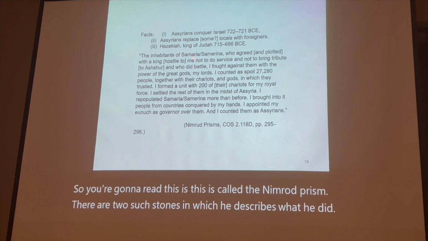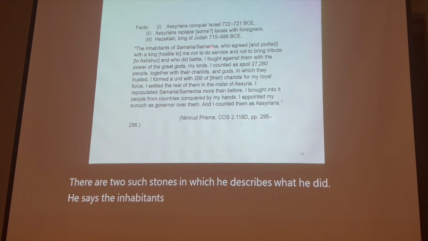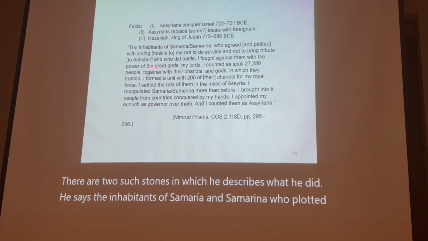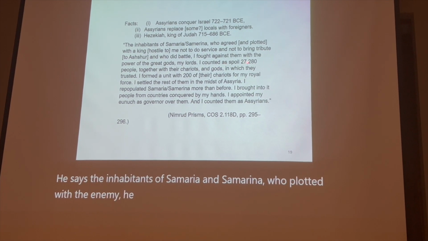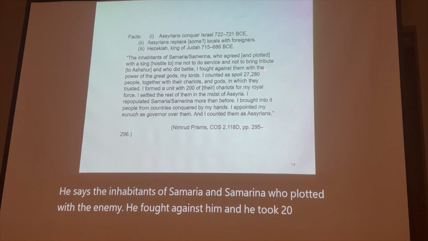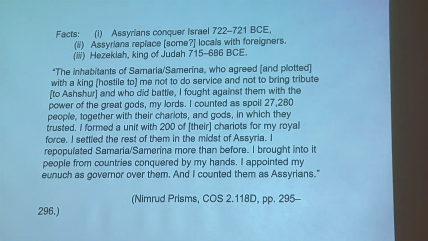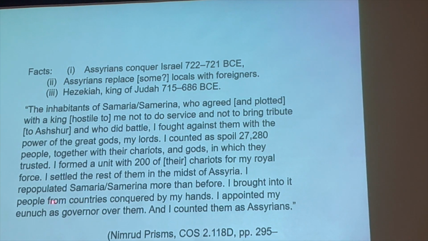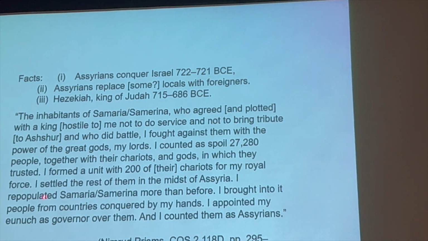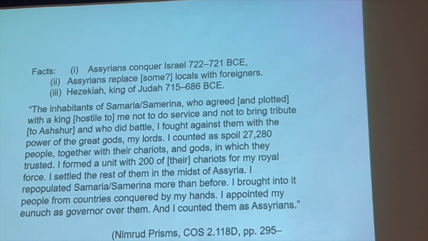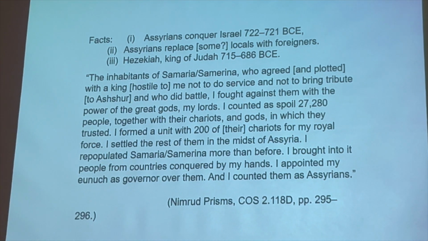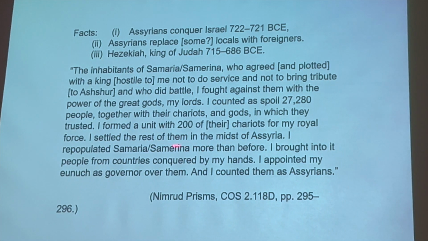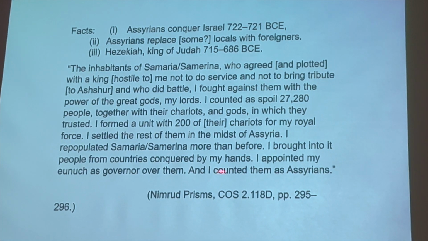He says, the inhabitants of Samaria and Samarina, who plotted with the enemy, he fought against them, and he took 27,280 people and settled them in the middle of Assyria, and he brought into the population the rest of them from other places. The other places were Iraq and other parts of the Middle East. So that's his claim. He counted them as Assyria.